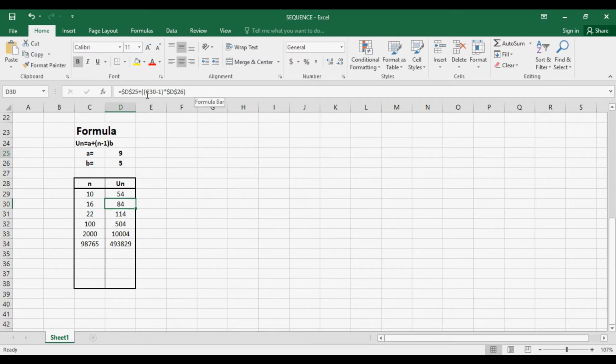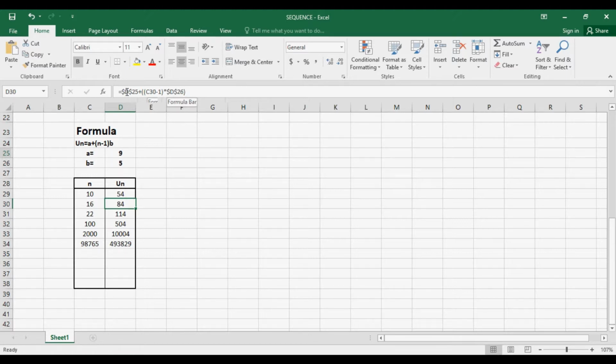Nah, in this formula, the key is you should substitute the formula here, the Un. Now you can substitute A. Here I have in D, column D25, plus N minus 1. My N I have in the column C30 minus 1, and times here I write with star, times B. B is D26. Yeah, I write this.